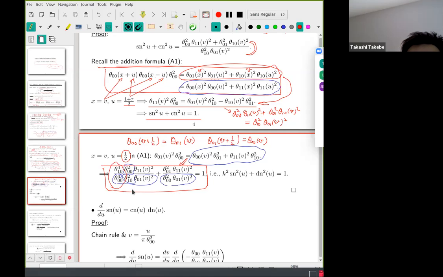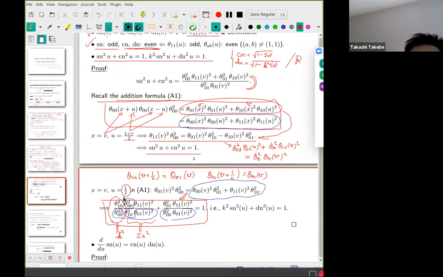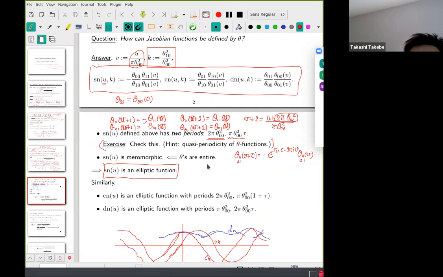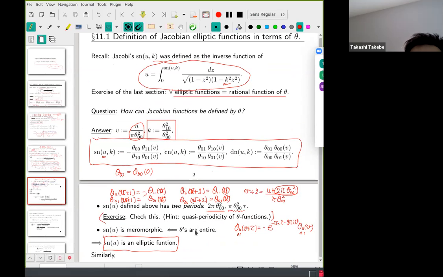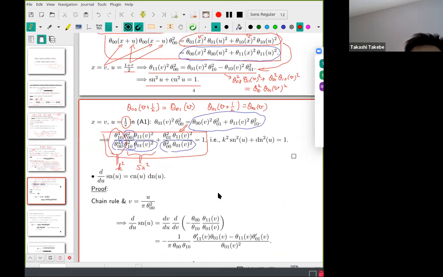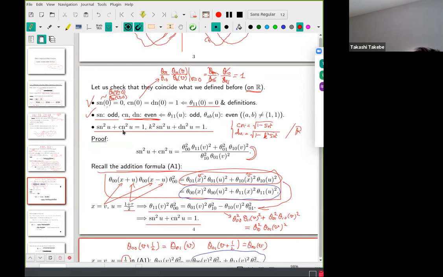And this part is Sn squared. And this is k squared by definition. And this part is Tn squared by definition. So we have proved this relation.